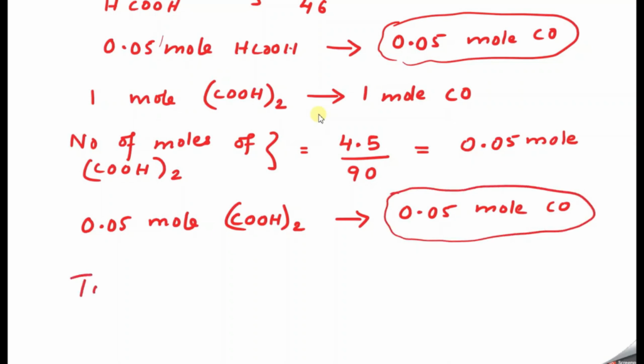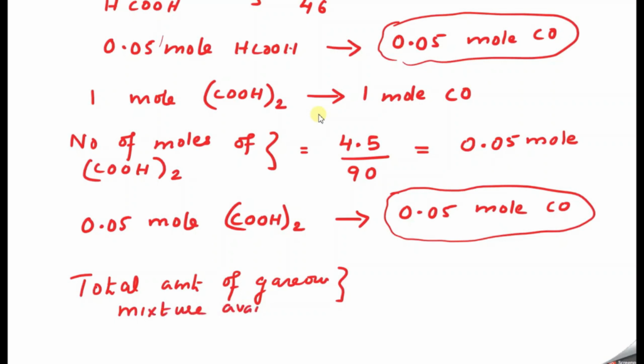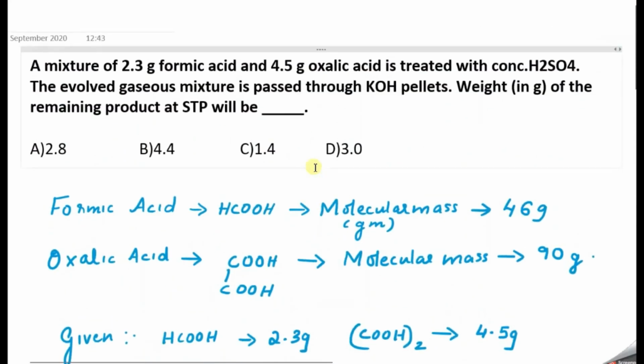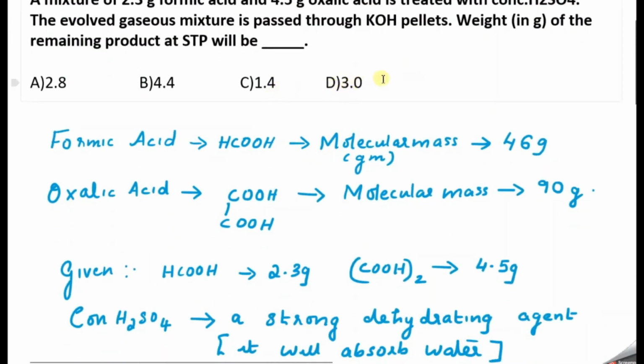So I can say the total amount of gaseous mixture available is equal to 0.05 plus 0.05. If you add that, you will get around 0.1, correct? So I can say 0.1 mole carbon monoxide. But they are not asking you the answer in moles, they are asking you in weight in gram.